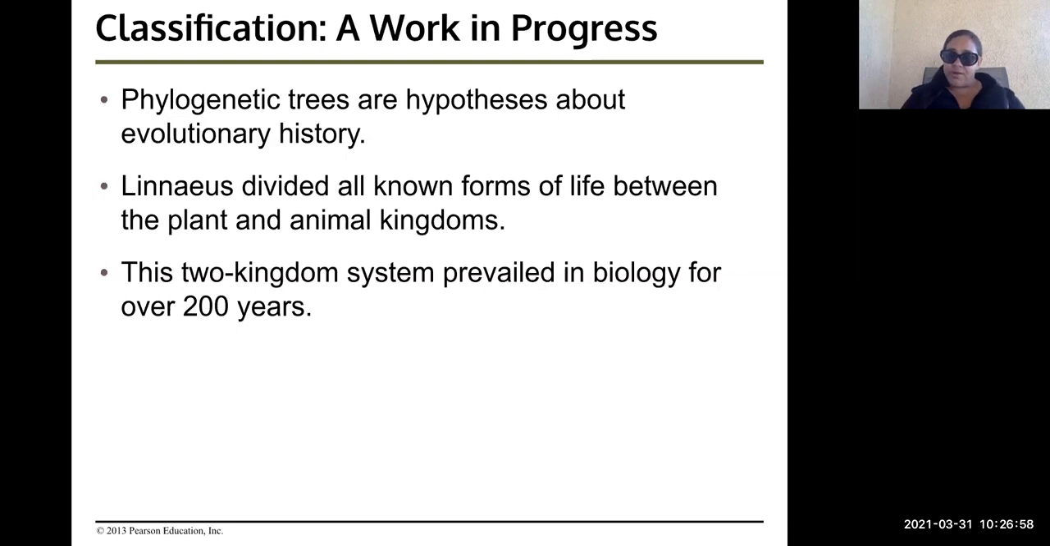They are a work in progress. Phylogenetic trees are hypotheses about evolutionary history. Linnaeus divided all known forms of life between the plant and animal kingdoms. He didn't know any better back in the 1800s. And this two-kingdom system prevailed in biology for over 200 years. Everybody thought everything was just either plants or animals.